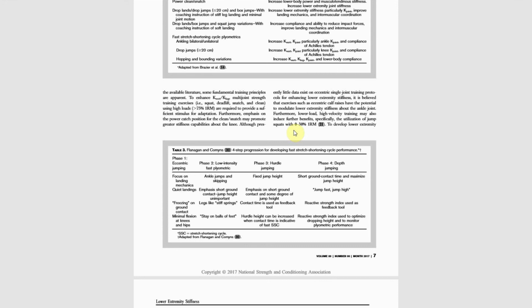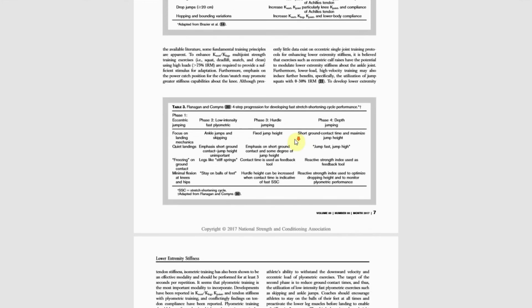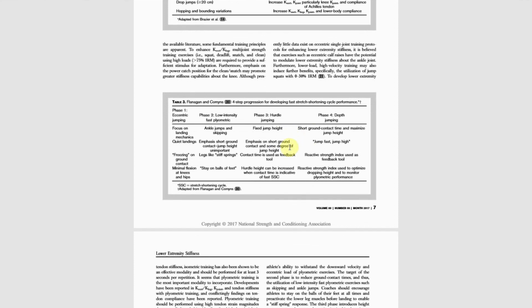And furthermore, the coach should also seek to give the athlete context as to when stiff and soft ground contacts are appropriate to avoid injury and enhance performance. Finally, a nice technical model to improve athlete technique when lower extremity stiffness is required has been produced by Flanagan and Coombs, and which is presented here, or an adapted version here on table 3, but you can get to the original source, which is number 30 on the reference page of this paper.